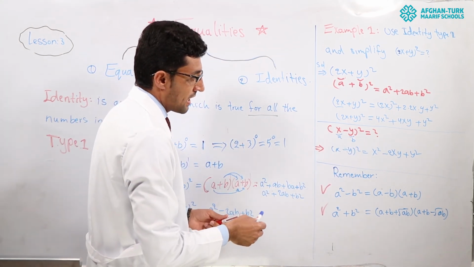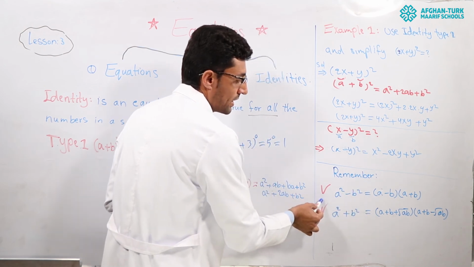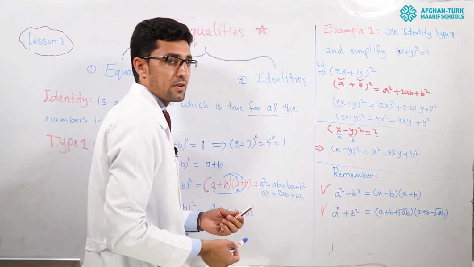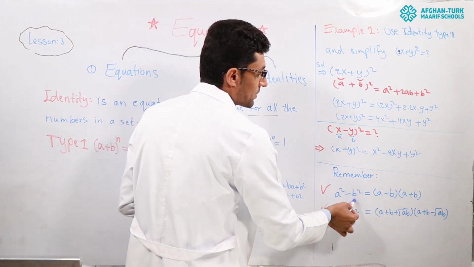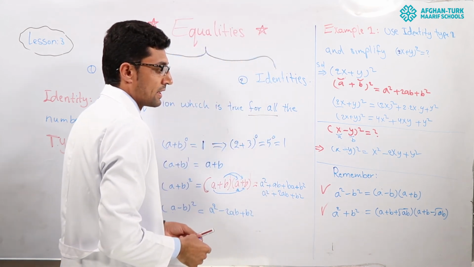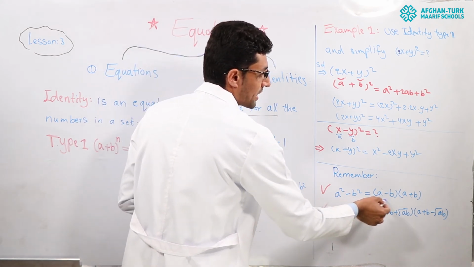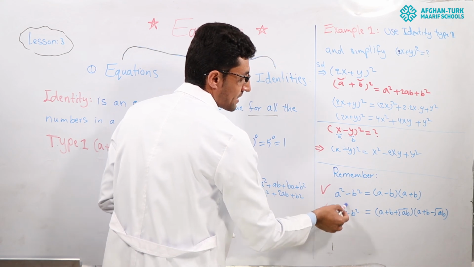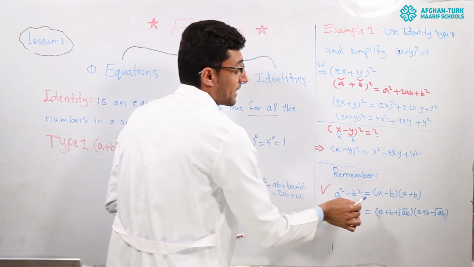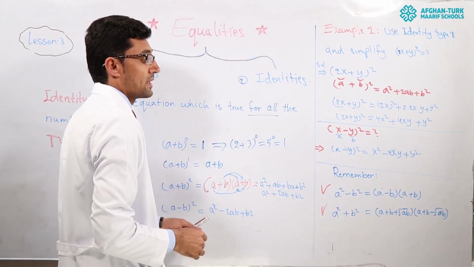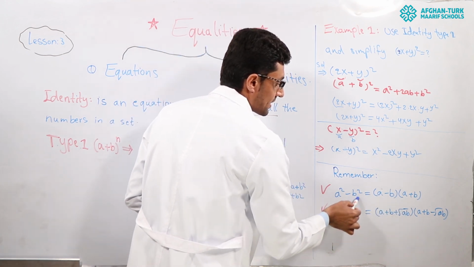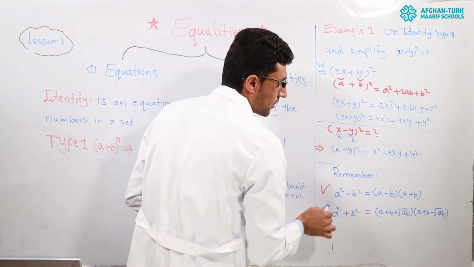Okay, dear students, now remember that we have different types of identities, and I have written two types of identities more, that a square minus b square is equal to this, and if it is positive, it is equal to that. And it is your job that multiply these two ones, that do you get this answer or no?